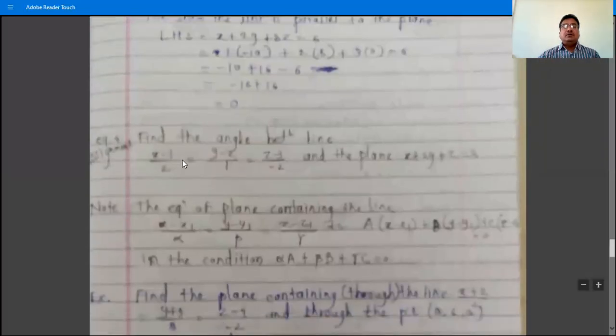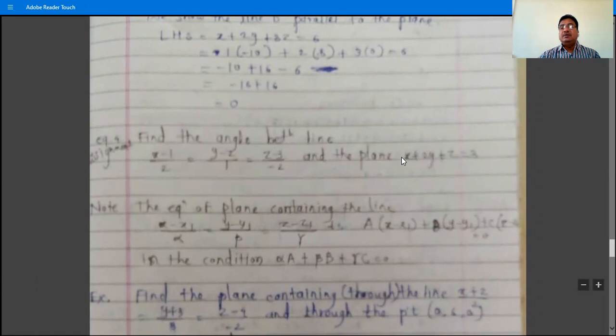Next example is: find the angle between the line (x minus 1)/2 = (y minus 2)/1 = (z minus 3)/(minus 2), and the plane x plus 2y plus z equals 1. So these are l, m, n. l is 2, m is 1, and n is minus 2.